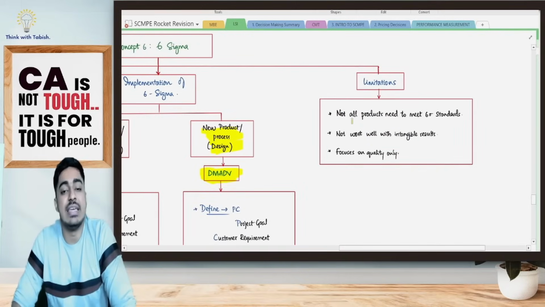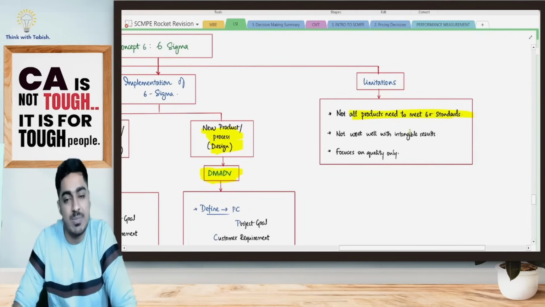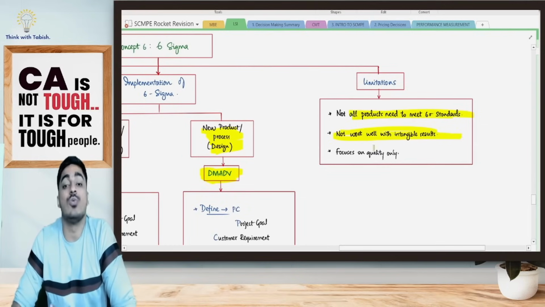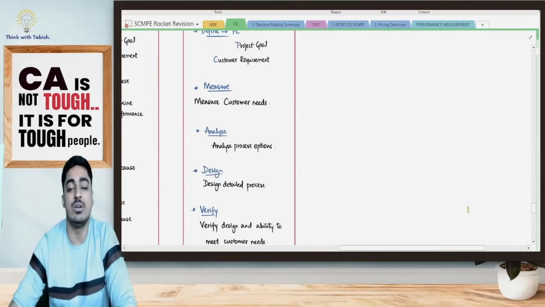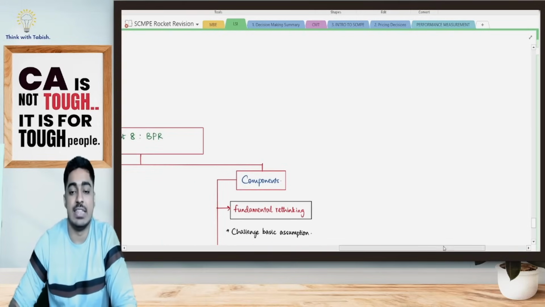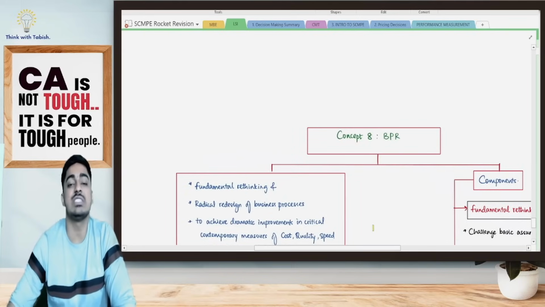Yes, some limitations are also there. People are saying, yes, not all products need to meet Six Sigma standards. True. Yes, it need not work well with your intangible results. Six Sigma focuses on quality only, but quality comes with a cost. That point is being totally ignored here. Fine.